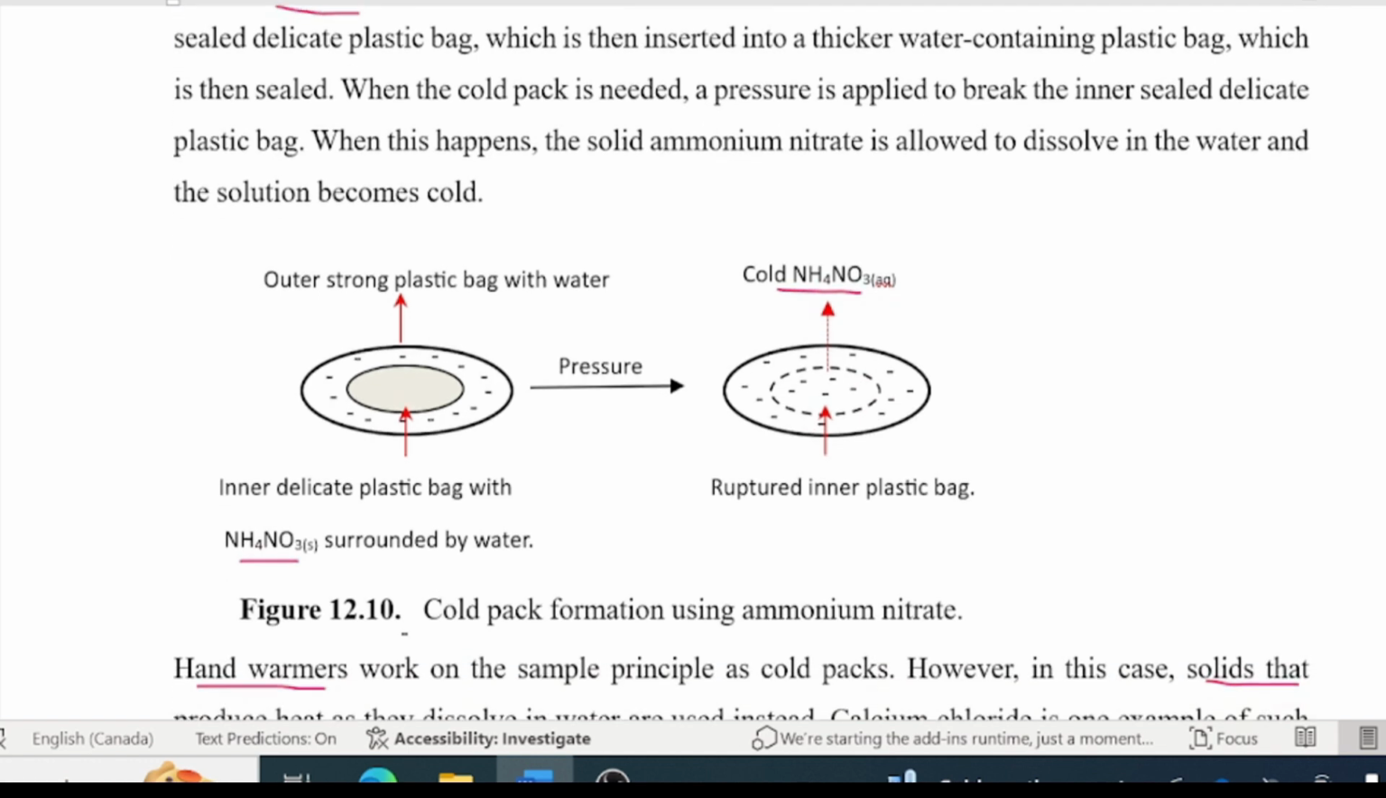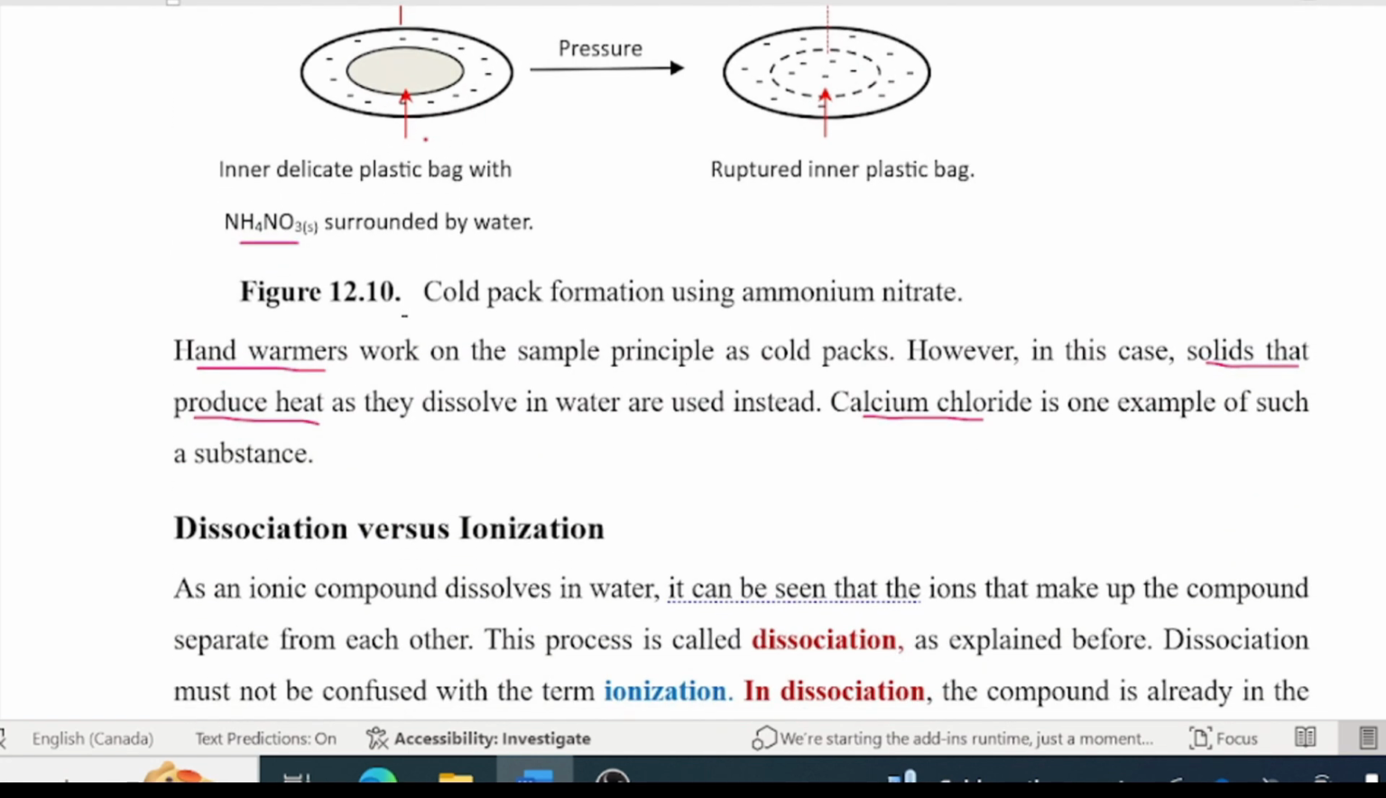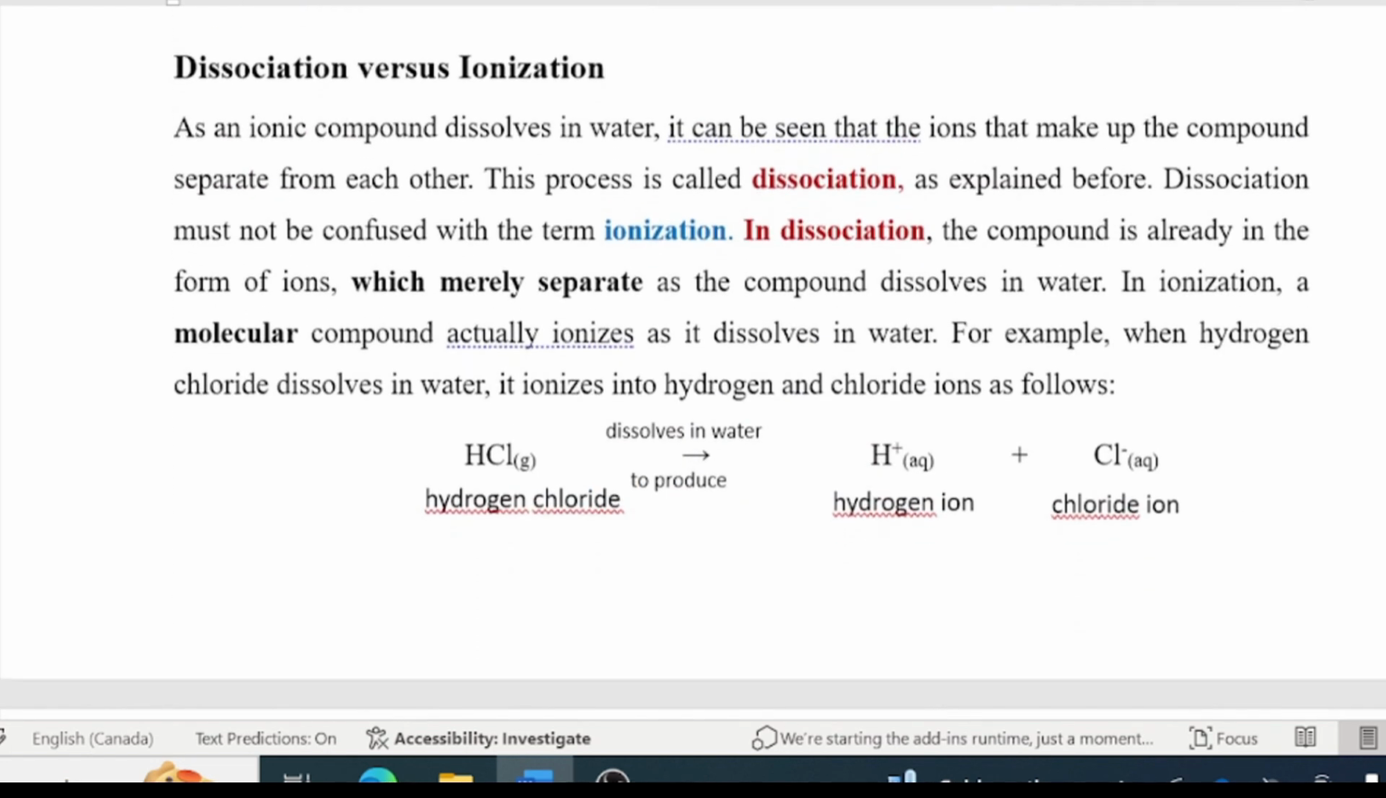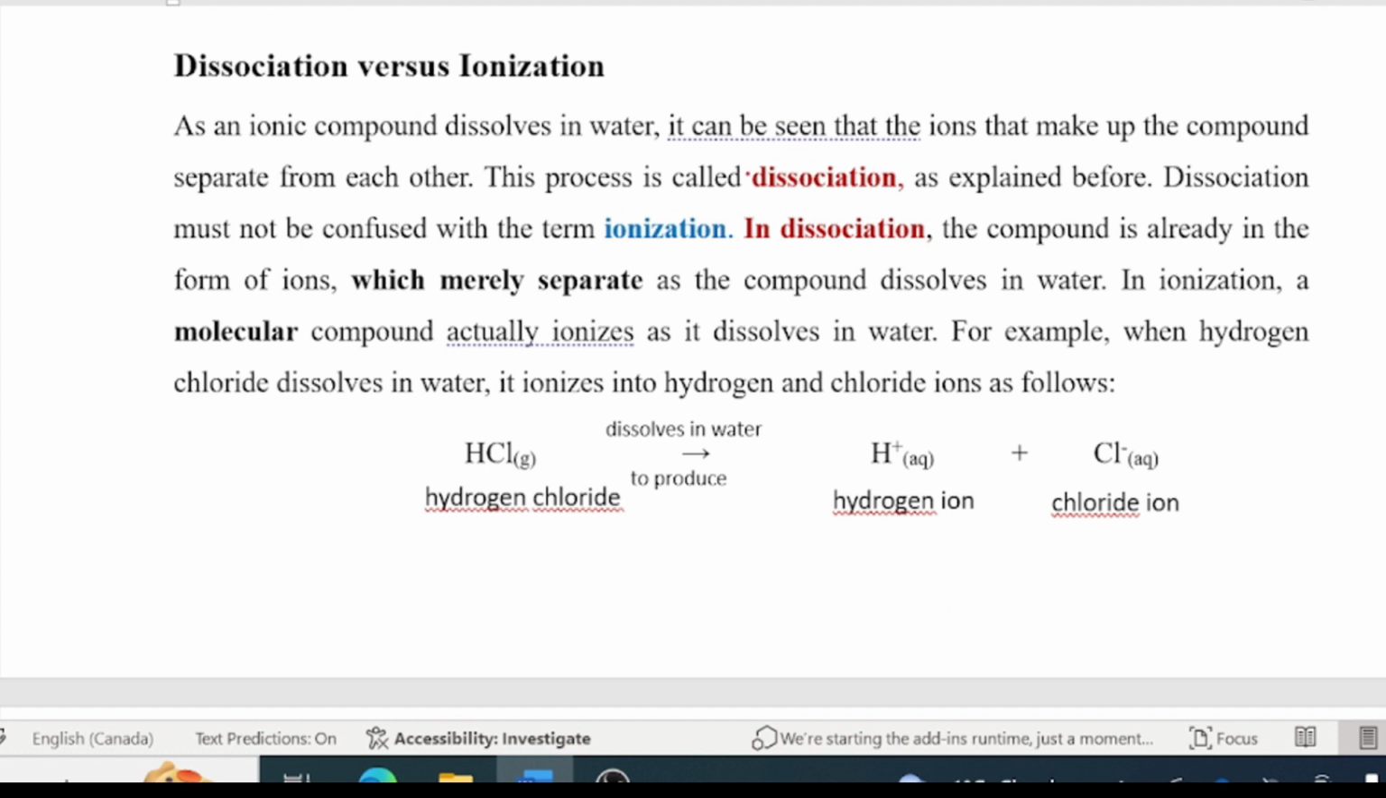A hand warmer is also used on the same principle. Instead of that, you can use something like calcium chloride, for example, and when that happens, instead of absorbing heat, it will release heat. In case you're somewhere where it's cold in the winter, you need to warm your hands, you do that. We want to talk about dissociation versus ionization.